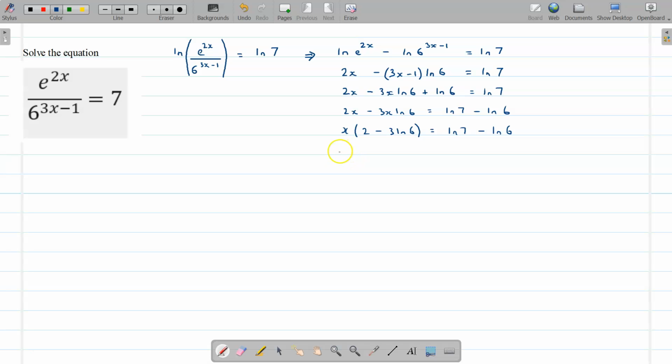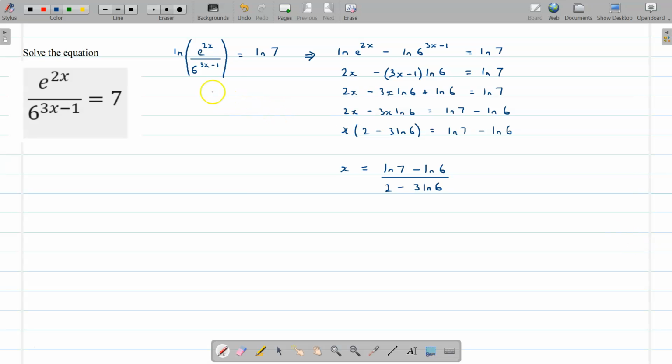And the last step would just be to divide both sides by that bracket to give me x. I'm just going to write that first like it is, and then we'll discuss other ways it could be presented. So we've got x equals log 7 minus log 6 on the numerator, and on the denominator, we're going to just write 2 minus 3 log 6. And that is correct, and it will give us the right answer, which we'll come to in a moment.